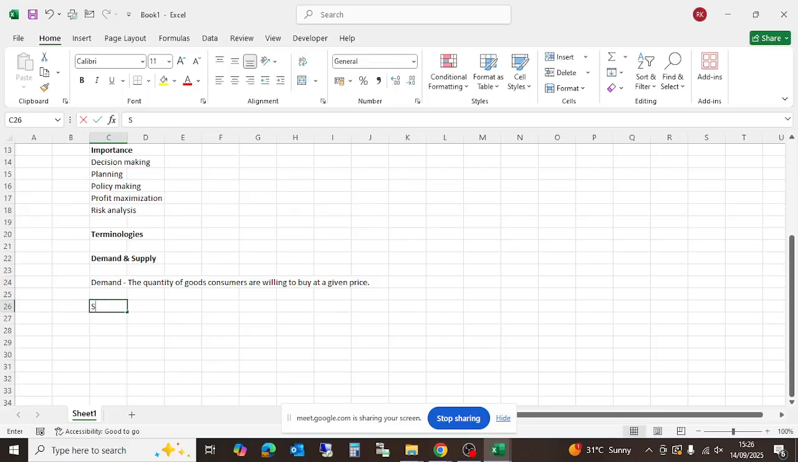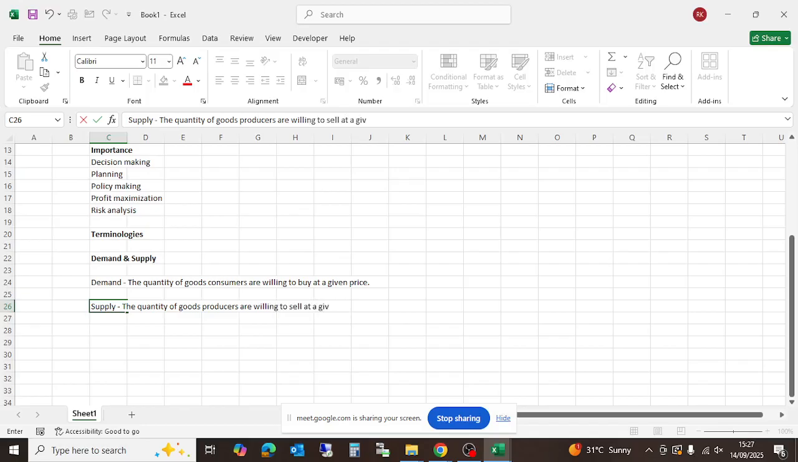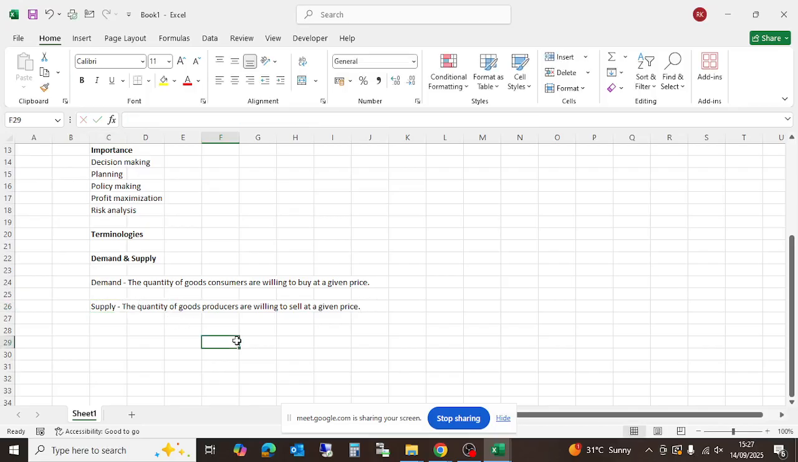And then we also talk about the supply. When we talk about supply, it's also a quantity, by the way. When I say quantity, it means it's measured in units. So it represents the quantity of goods producers, here we're looking at producers, not consumers, are willing to sell at a given price. Okay, so supply is the quantity of goods producers are willing to sell at a given price.